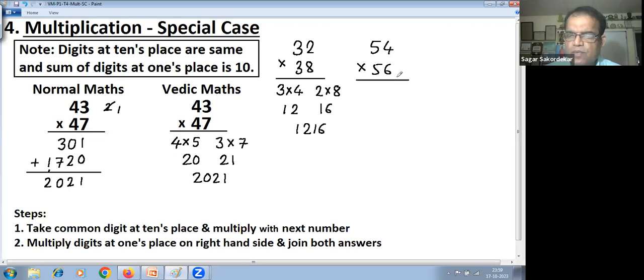Five is common here. 4 plus 6 is 10. So 5, next number is 6. 4 into 6. This is 30. This is 24. So answer is 3024.